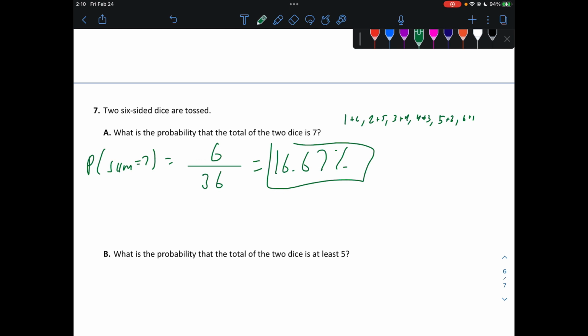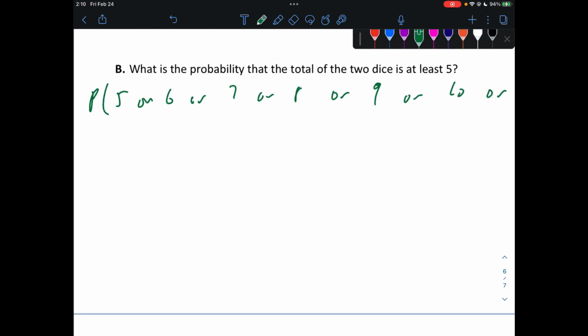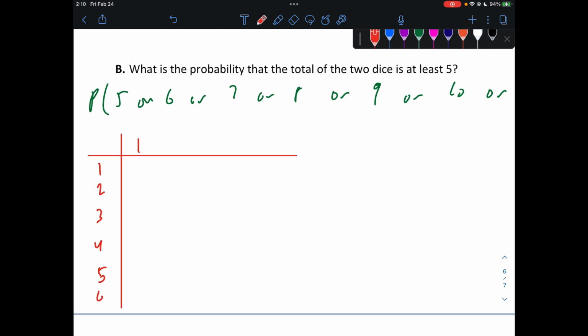What's the probability that the total of the 2 dice is at least 5? So that means the probability of getting 5 or 6 or 7 or 8 or 9 or 10 or 11 or 12. All right, so again, there's 36 different possible combinations we could get. Let's figure out how many times we can get 5, 6, 7, 8, 9, 10, 11, or 12. Okay, so maybe our best option here is to make a little table here. First dice can be 1, 2, 3, 4, 5, 6. Second dice can be 1, 2, 3, 4, 5, 6.